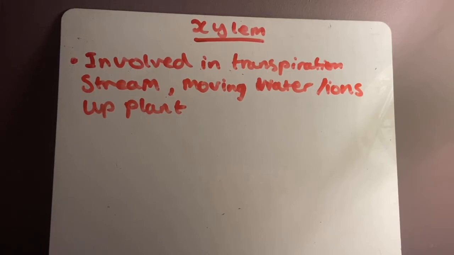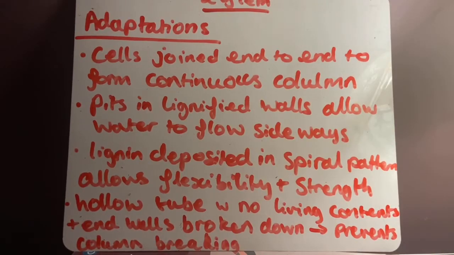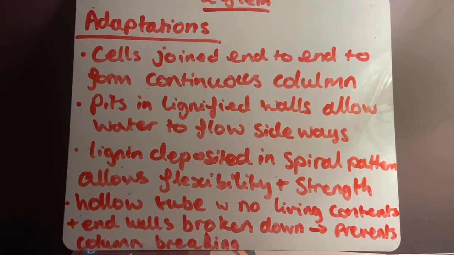The xylem is involved in the transpiration stream, moving water and ions up the plant only. So the xylem has cells joined end to end to form a continuous column. It has pits in the lignified walls which allow water to flow sideways, and lignin is deposited in spiral patterns, which allows flexibility and strength, and also it's a waterproof material so there's less water loss. It's a hollow tube with no living contents and end walls broken down, so this prevents the water column breaking.